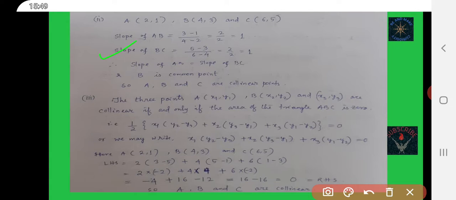Slope of BC, so 5 minus 3 by 6 minus 4, then 2 by 2, you get 1. So slope of AB is equal to slope of BC, and B is a common point. So we can say A, B and C are collinear points.